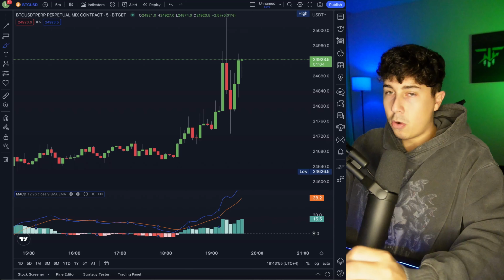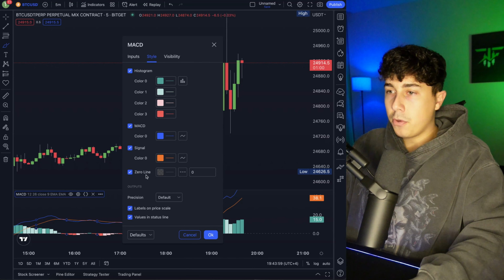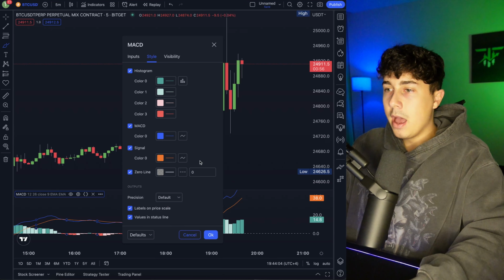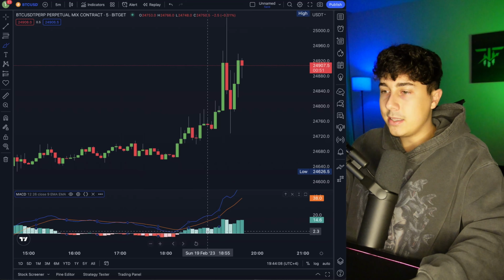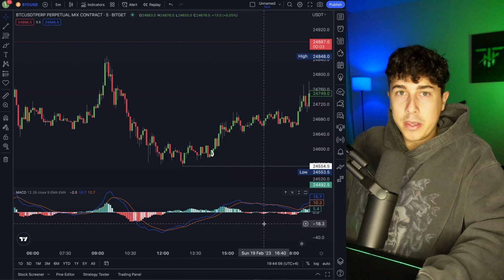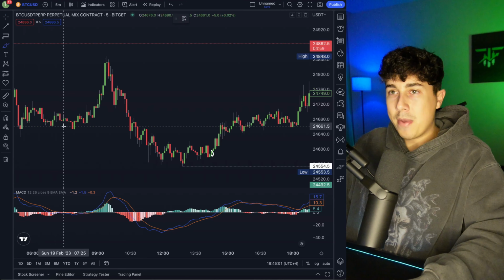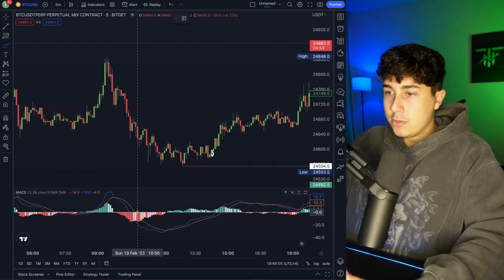And one small tip here I want to show you. You can color this 0 line. If you go here in the settings, you can click on the 0 line and, for example, make it white. I also make it a line, not a dashed line, so I can see it better right now. We now have the MACD in perfect settings, and now I want to show you how this MACD is working. So we can see now the 0 line is on the level of 0.